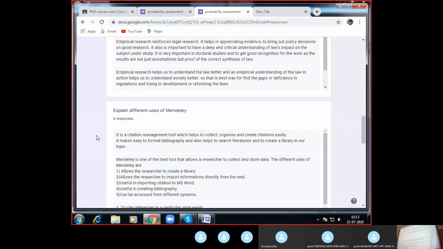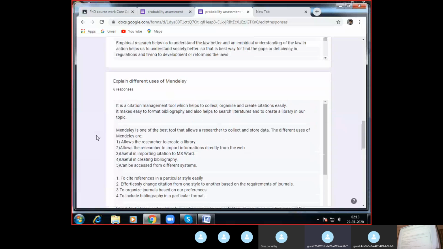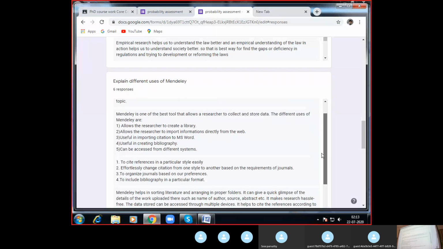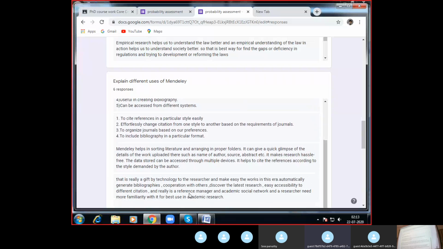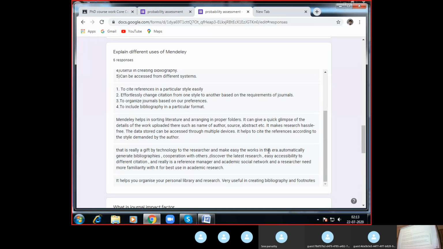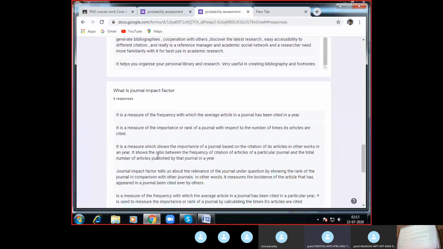And explain the different uses of Mendeley. Oh, so many uses you understood. Researchers create library, cite references, and Mendeley helps us sort literature. This is really a gift by technology to the researcher, and makes work easy in this era, automatically generating bibliographies. And it helps you to organize your personal library and research, very useful in creating bibliography and footnotes. Good.